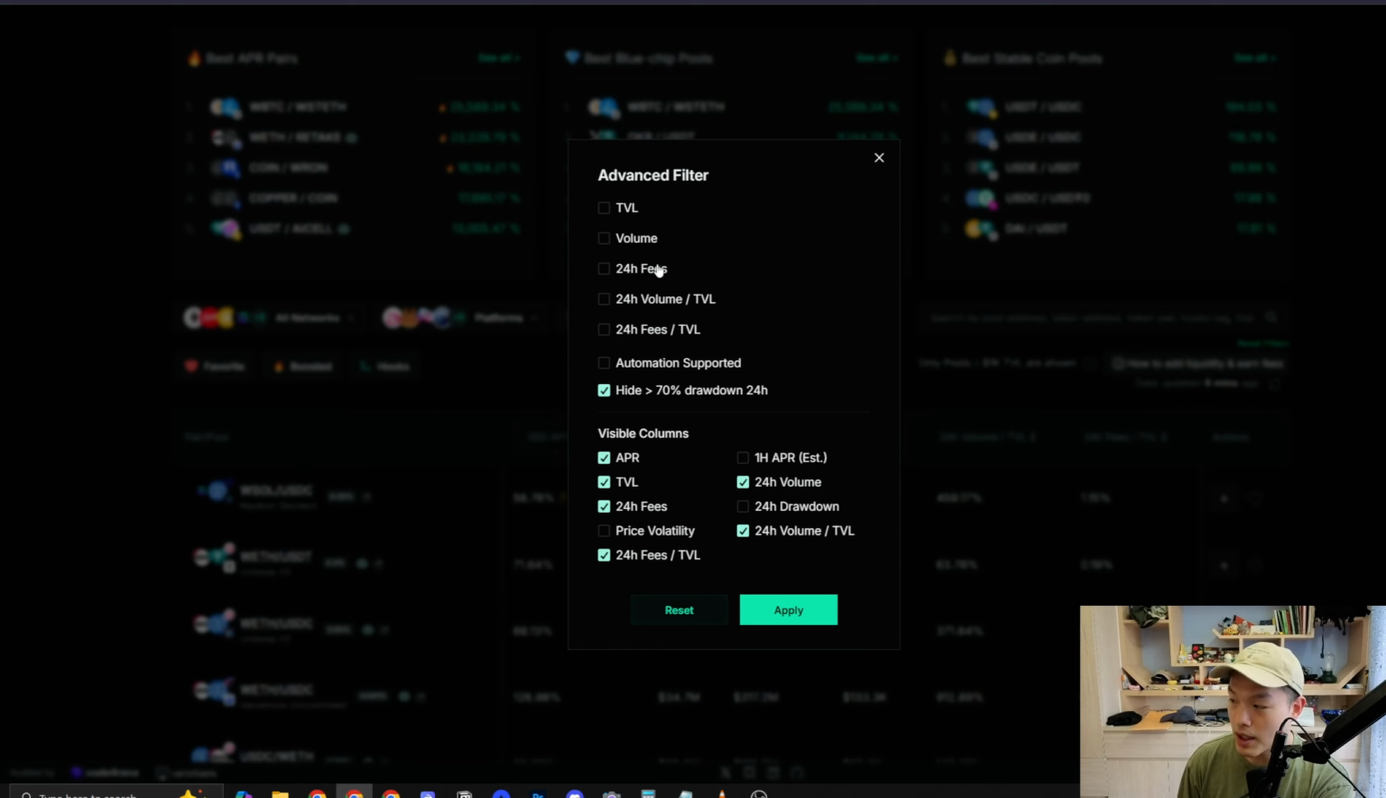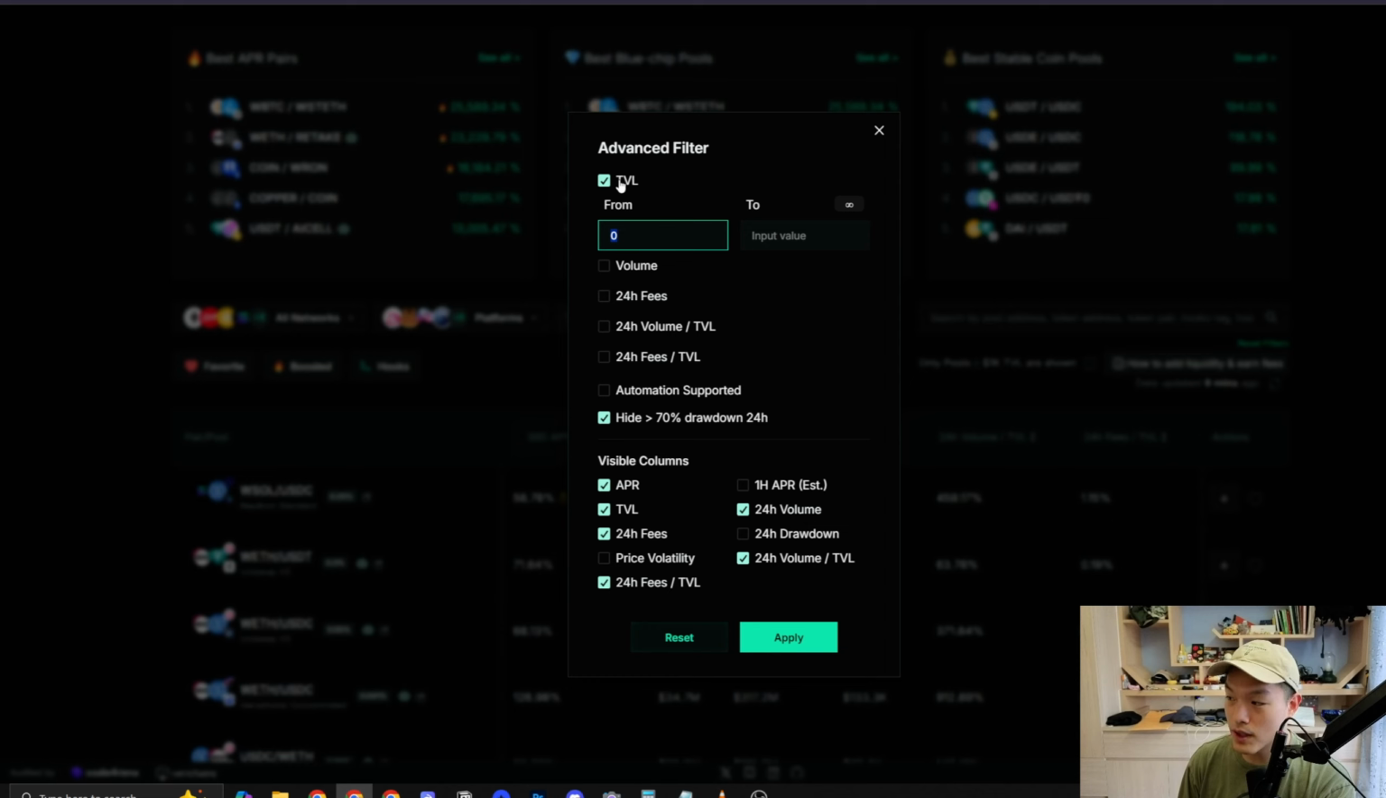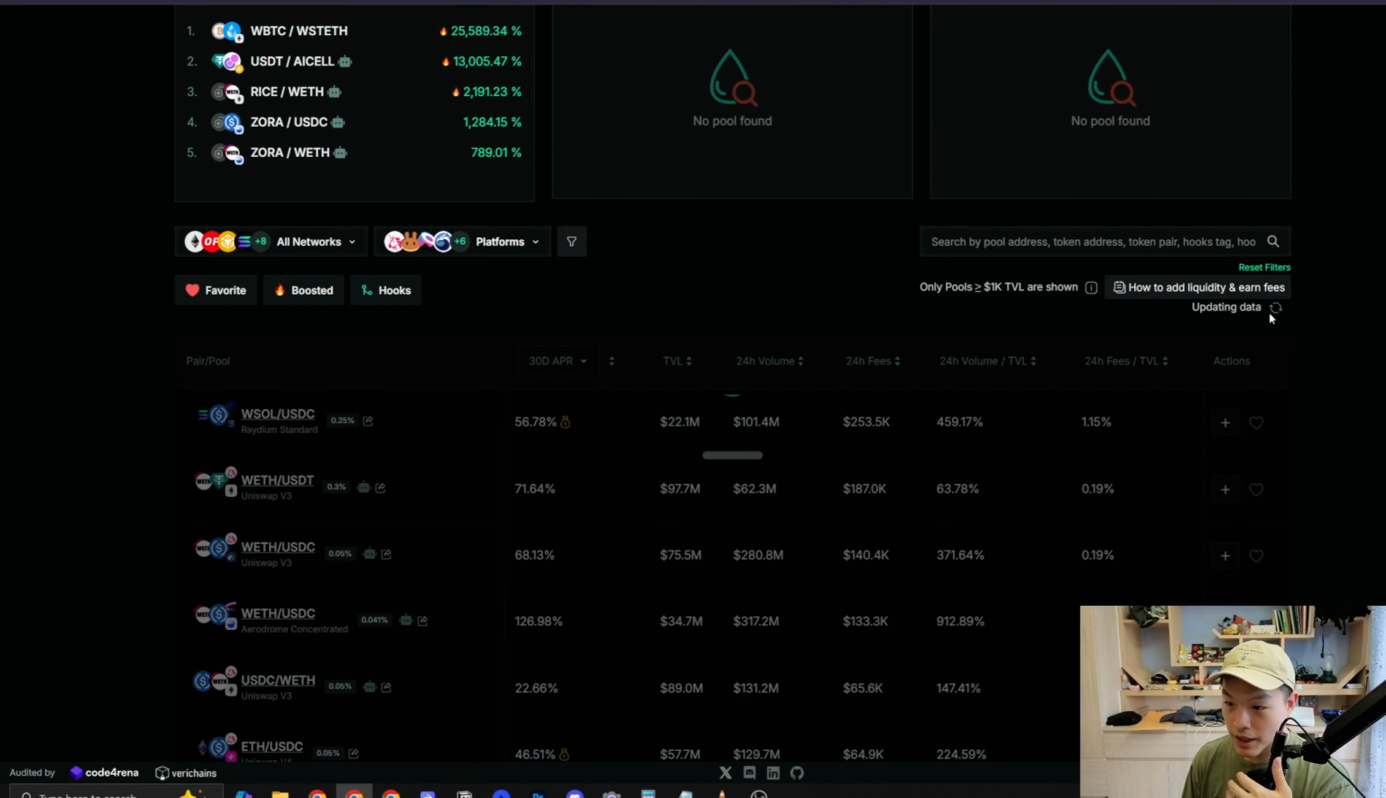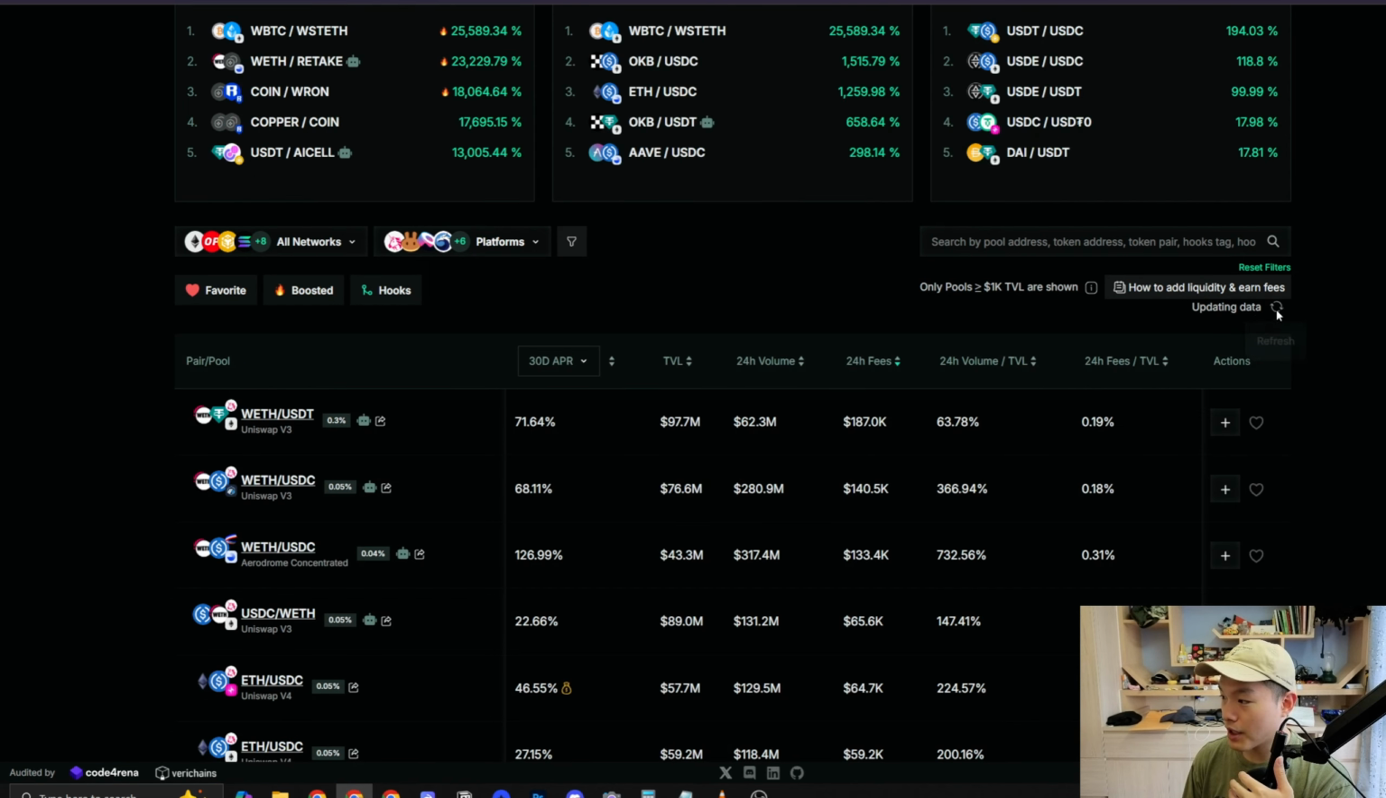So I can add additional filters. For example, if you want to aim for safer pools to be in, I can tick on this total value locked tab. Let's say I want to filter for pools that have at least $1 million in them. I can set the maximum to infinity by clicking here. Then if I hit apply, it will filter out all the lower total value locked pools. And I can refresh this data at any time here as well.